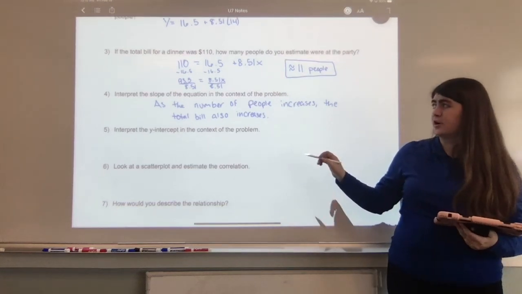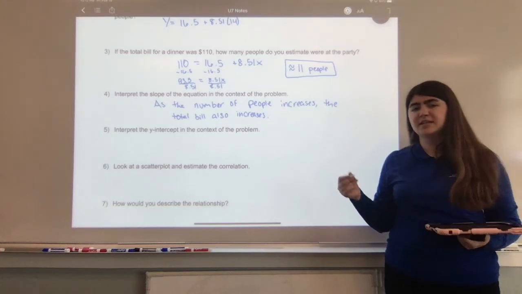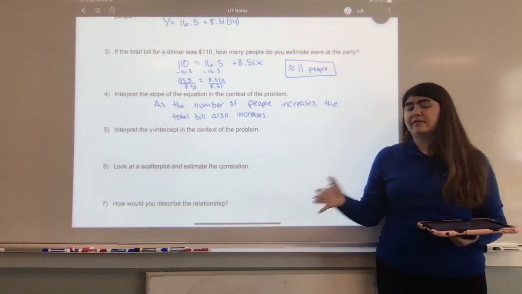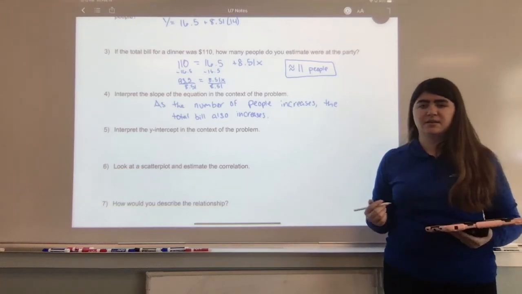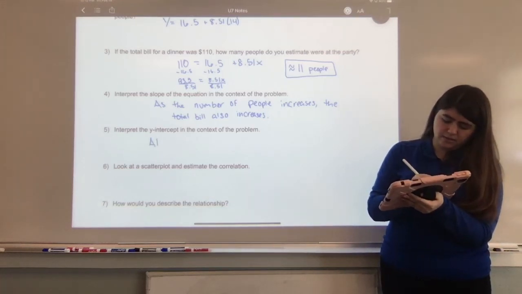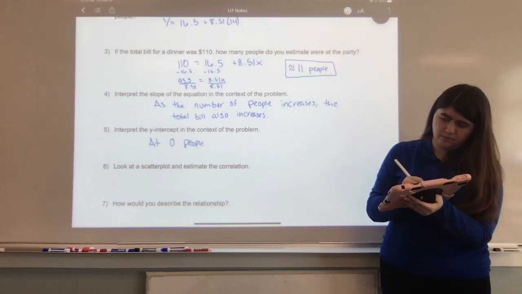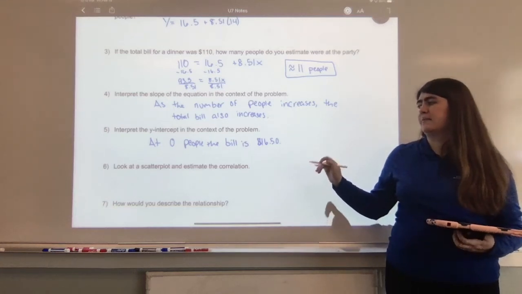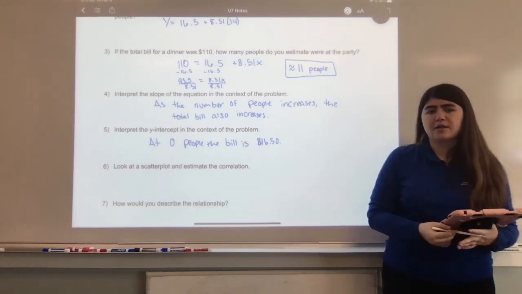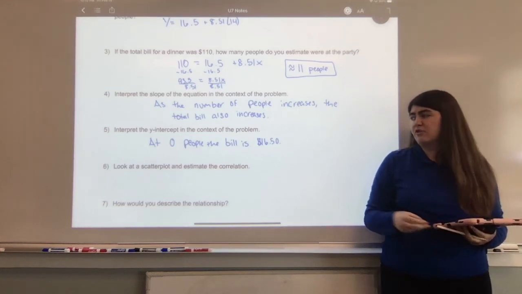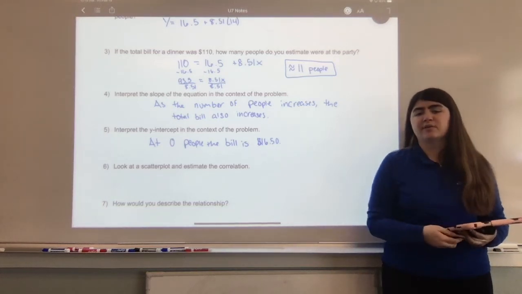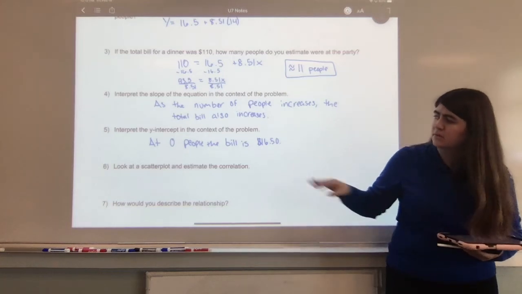Interpret the y-intercept. Our y-intercept was $16.50. So what that is saying is if 0 people go to the restaurant, they're already paying $16.50. So at 0 people, the bill is $16.50. A situation where it might make a little more sense is if you go to the restaurant and you sit down and 0 people order any food, but they charge you $16.50 just for sitting at the table. That might be something that you could see.